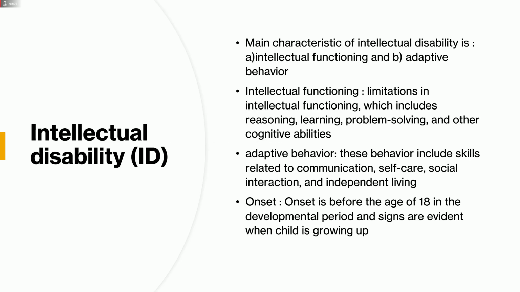Now, in DSM-5, we have some of the neurodevelopmental disorders, number one of which is intellectual disability. What is intellectual disability? How can we detect it in a child? The main characteristics are deficits in intellectual functioning and adaptive behavior.